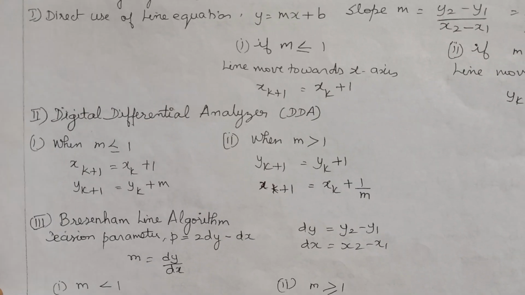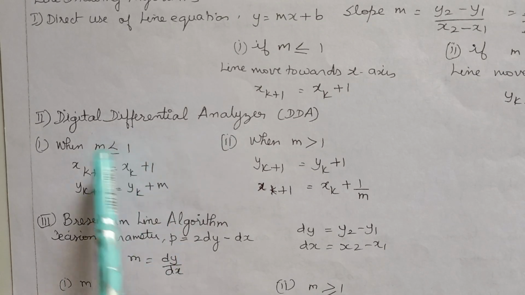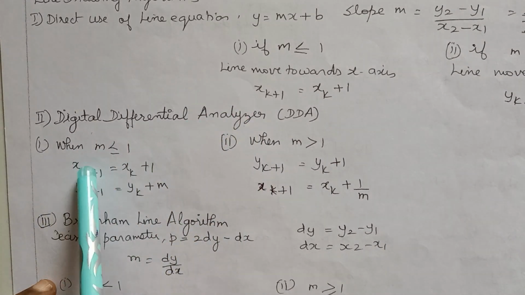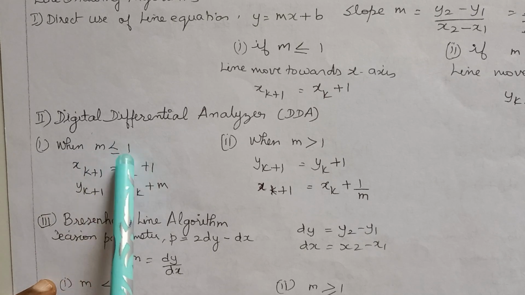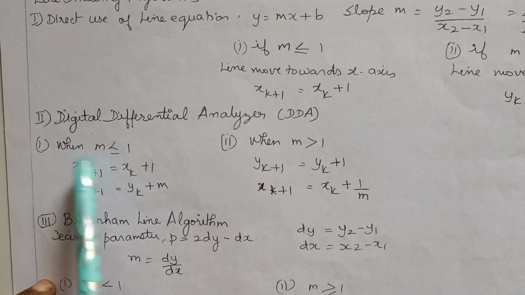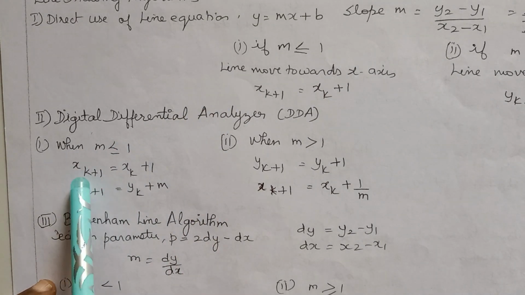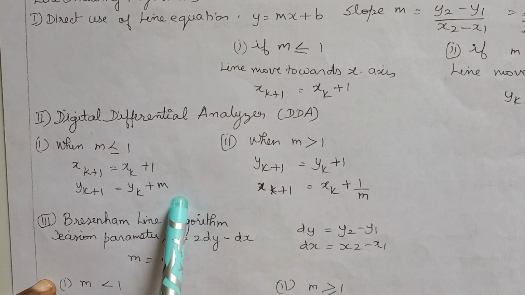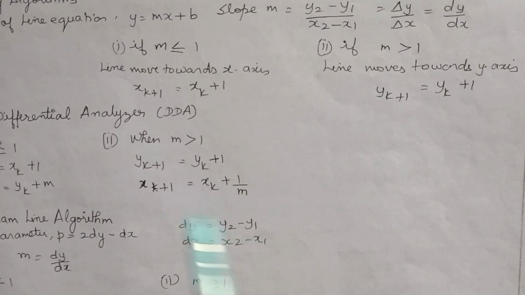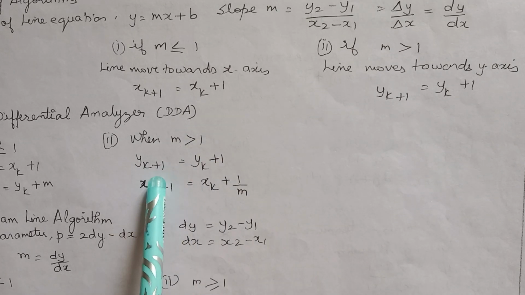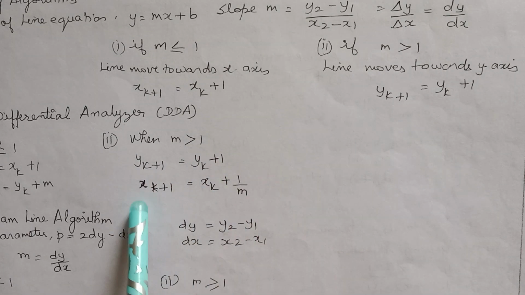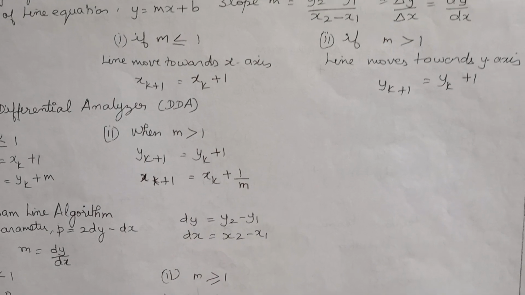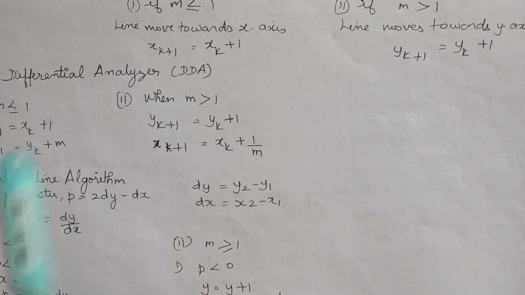Next form is that you can use a DDA, that is digital differential analyzer. Here we take the same slope, but the conditions will be different. When m is less than or equal to 1, then xk+1 is xk + 1, yk+1 is equal to yk + m. Next, when m is greater than 1, yk+1 will be yk + 1 and xk+1 is equal to xk + 1 by m. So this is how we use a DDA analyzer.